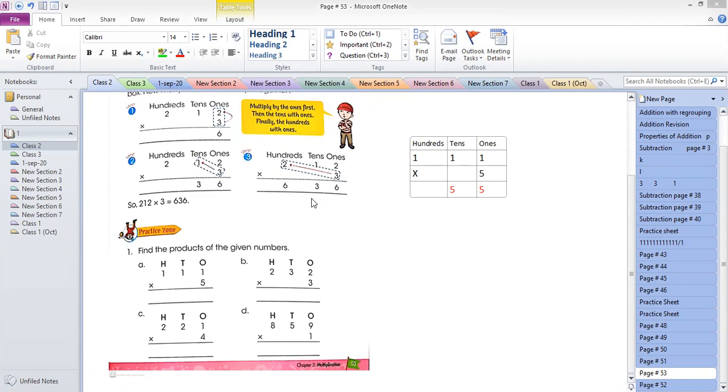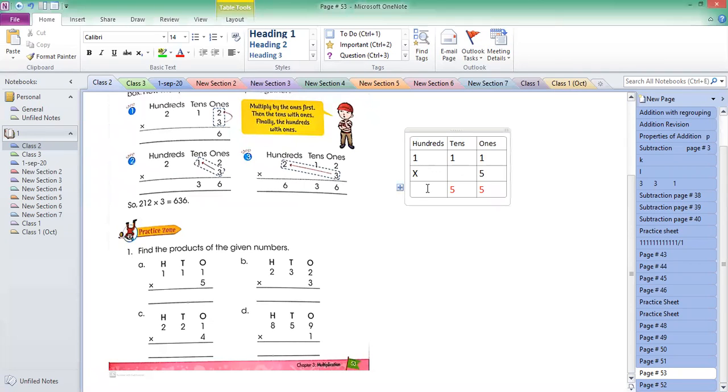Yes, sir. Tell me, 5 multiplied by 1 is equal to 5. Now I need to multiply this one by hundreds. Again 5 and 1. 5 multiplied by 1 is equal to 5. Very good. So the answer is 5, 5 and 5. It is triple 5.